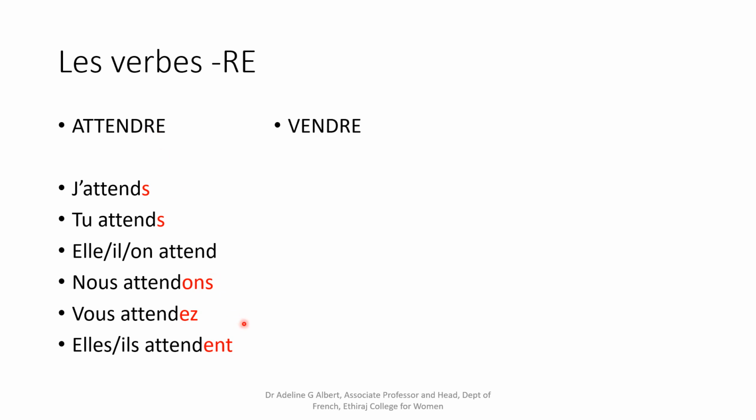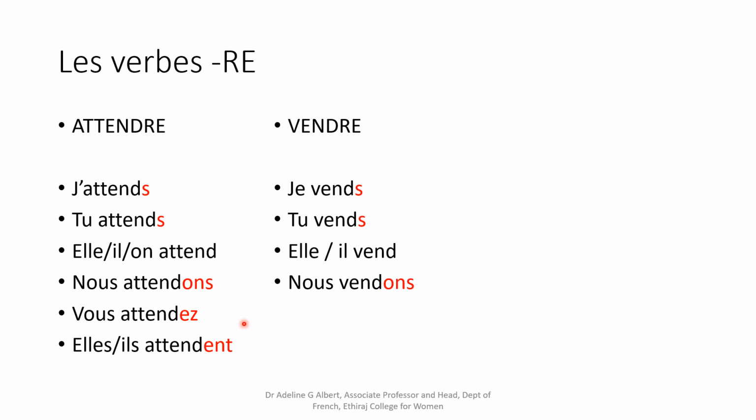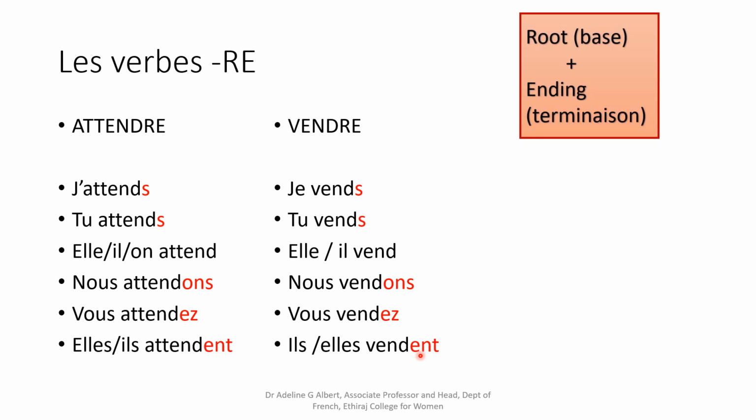Vendre is to sell. Je vends, tu vends, elle vend, il vend, nous vendons, vous vendez, ils, elles vendent. So see, there's no ending for vend, it's just the base. Je and tu, there's an S. Il, elle, on, there's nothing. Nous vendons, ONS, EZ, ONT. Okay, so they follow the same rule as your ER and IR verbs. They have a root and they have an ending. How do you get the root? You remove RE from the infinitive.